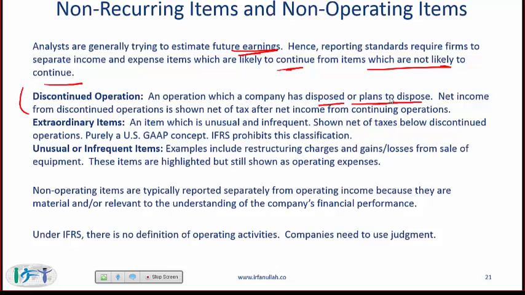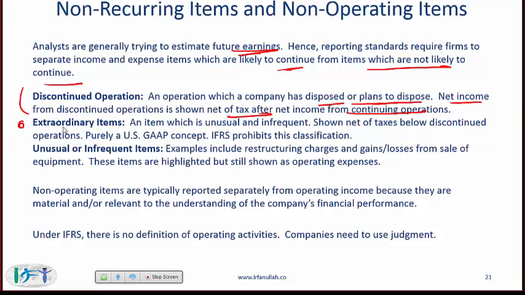So in a given year, you are running a plant, but at the start of next year, you have decided to sell it off, dispose of it. You still need to report, but how do you report? Net income from discontinued operations is shown net of tax after net income from continuing operations.